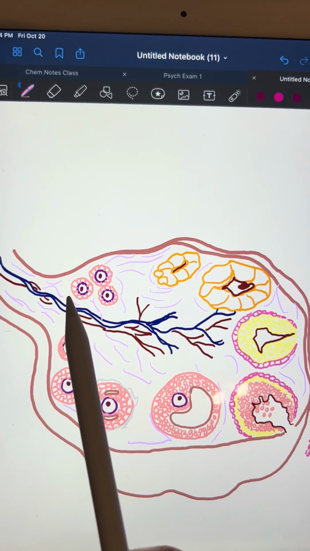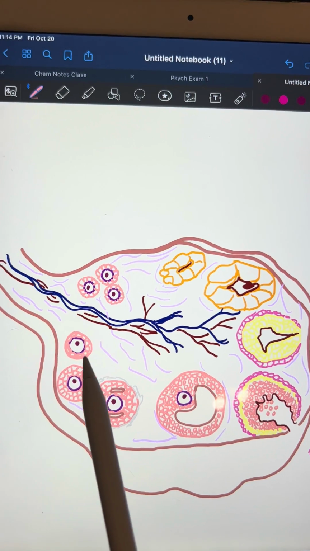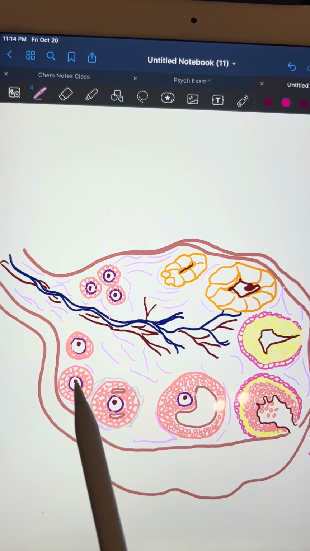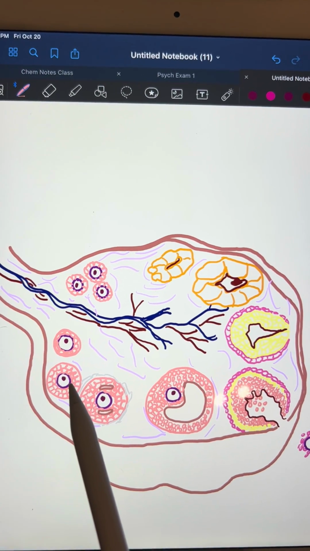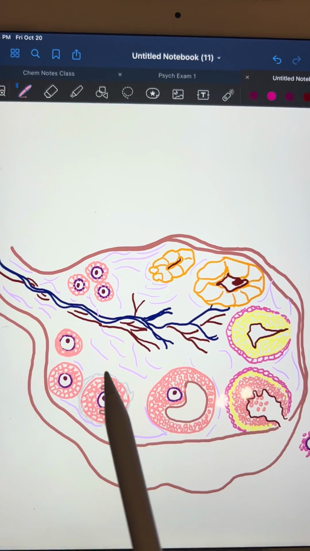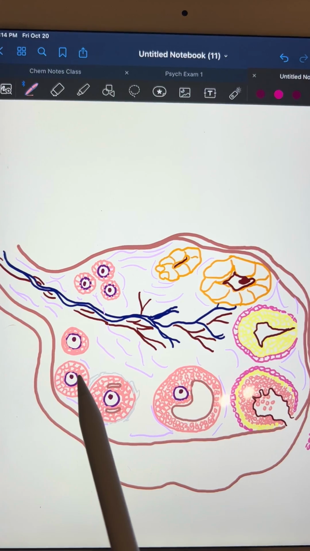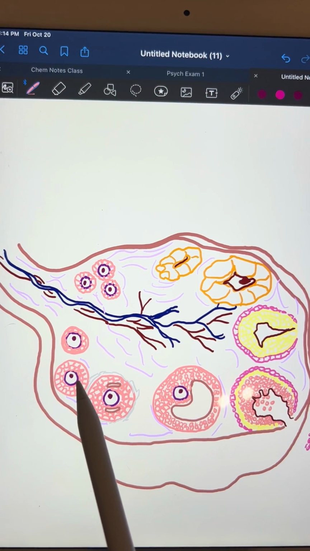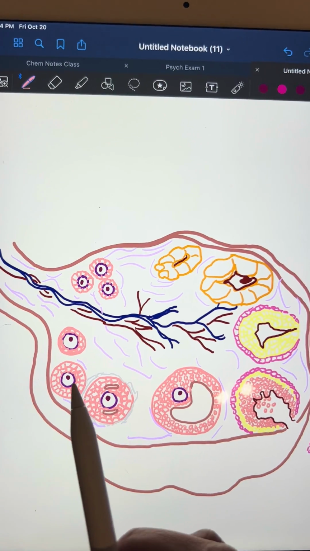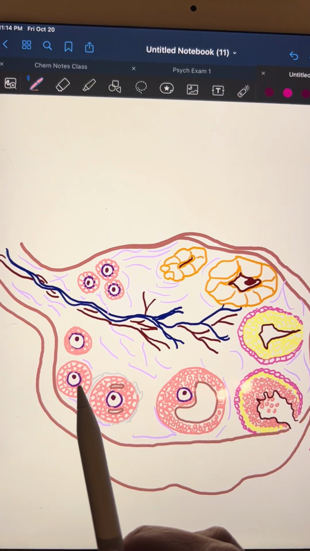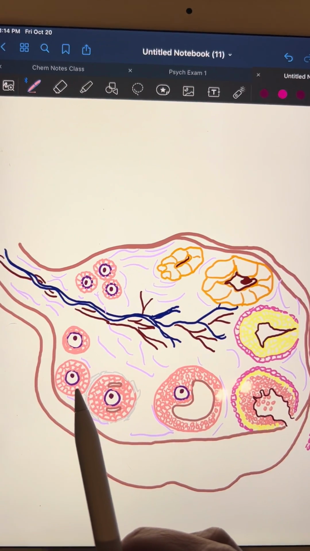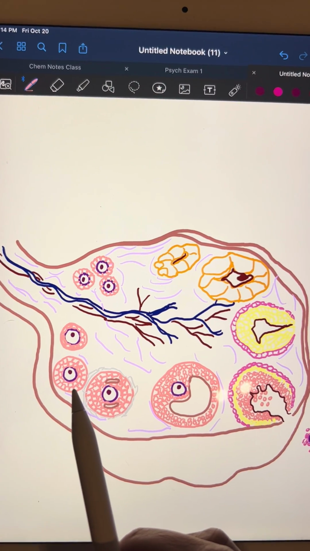Next, the follicular cells will start multiplying and they'll form a stratified epithelium around the oocyte. And the follicular cells will now be called granulosa moving forward. The zona pellucida also forms around the oocyte. You can't really see it, but it's around the oocyte. And this is a glycoprotein coat that sperm must penetrate to fertilize the oocyte.